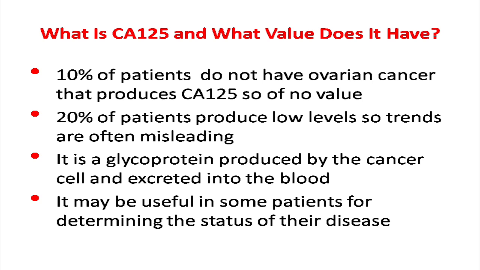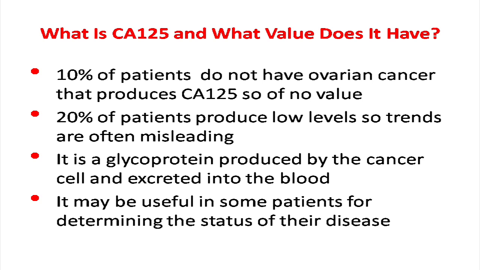There are about 20% of patients that have very low levels of CA125, and so trends or changes in the CA125 are often misleading. You may see a small rise in the CA125 and be terrified that this means the ovarian cancer is coming back when it really isn't. CA125 is a glycoprotein. It's actually produced by the cancer cell and excreted into the bloodstream and can be assayed.